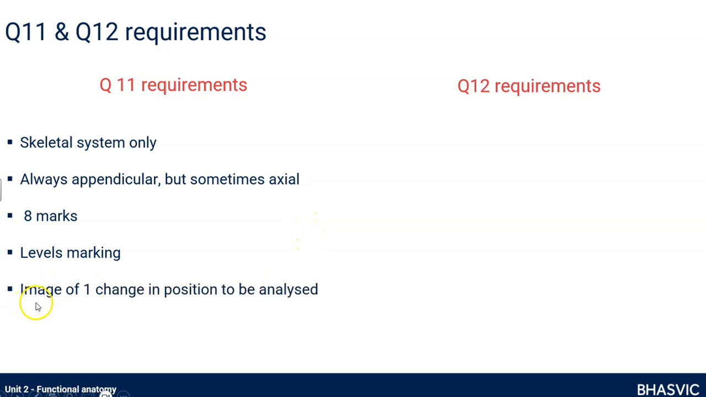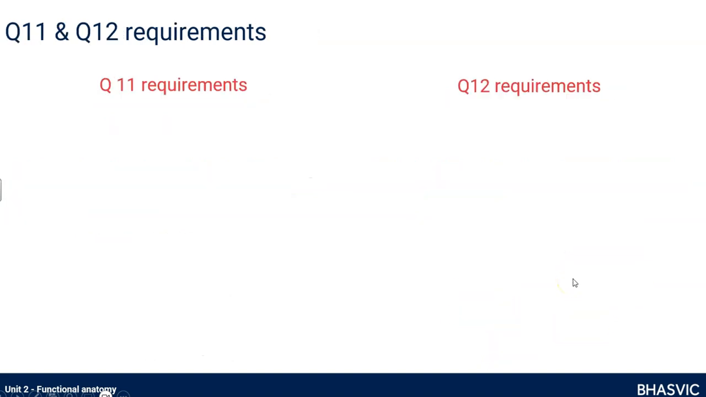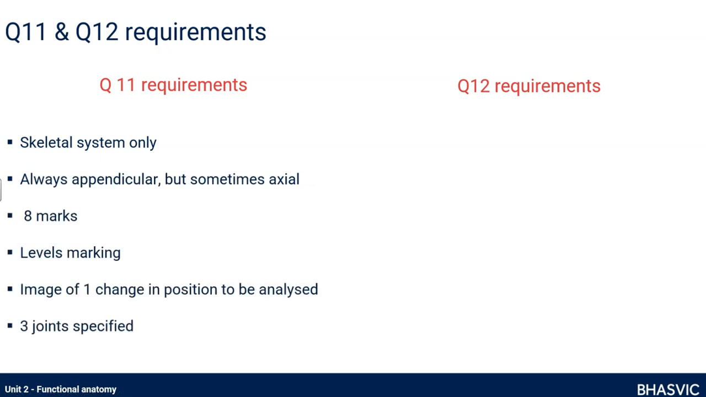And remember, you always have an image which has one change in position. What it doesn't want you to do is, let me just go back actually, there we are. It doesn't want you to analyse this position and then add another analysis of this position. It wants you to analyse the movement from to, so just the one movement. Same here, from to, the step up, not analyse what they're doing here and then analyse what they're doing here. It should just be one analysis of the movement itself. And always there will be 3 joints that have been specified in the question that you must analyse. You must analyse all 3 of them.